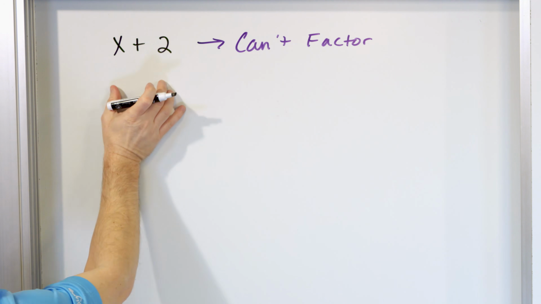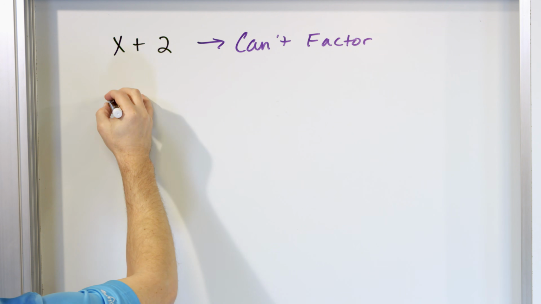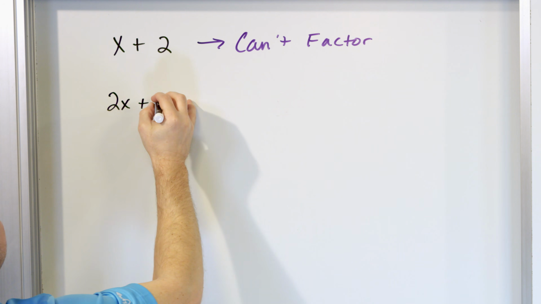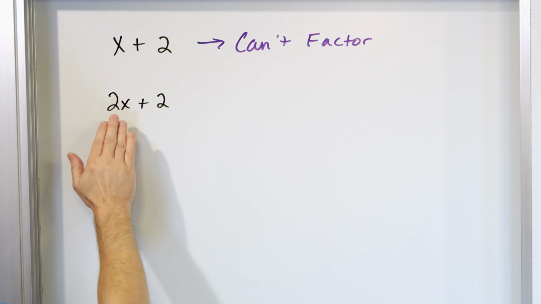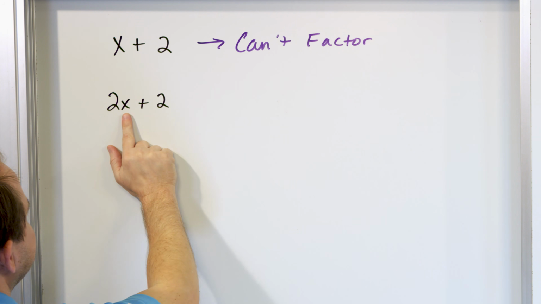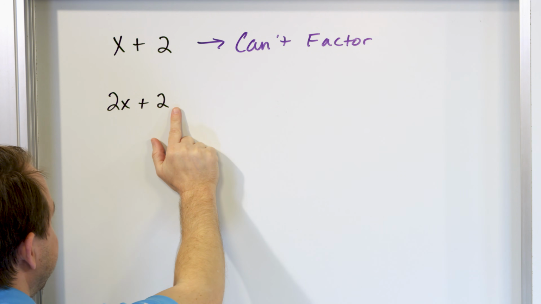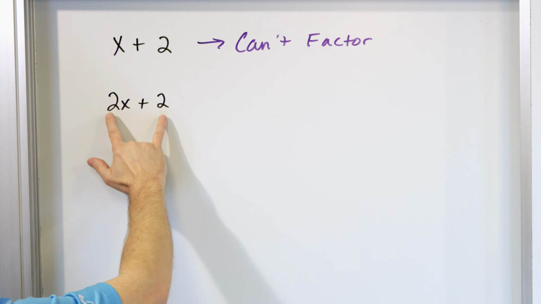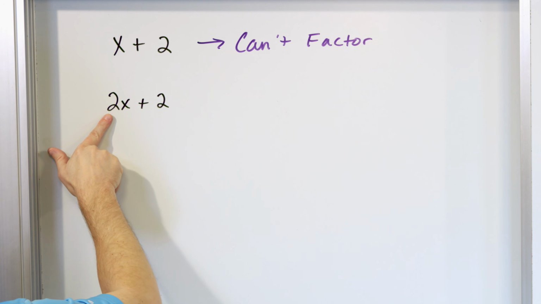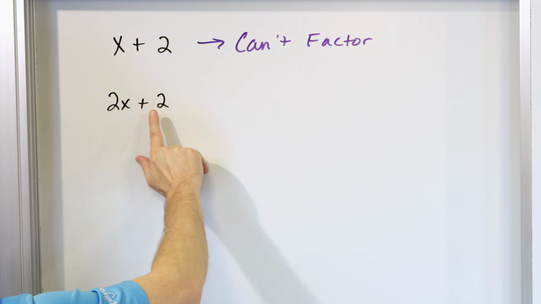But let's take a very simple change to this problem. Let's take 2x plus 2. Now, let me ask you something. Is there anything common between these terms? Well, the first thing you notice is there's an x here, but there's no x there. So x obviously is not common to either one of those terms. But the big elephant here is that you have a 2, which is in this term multiplied times x, and also by itself.